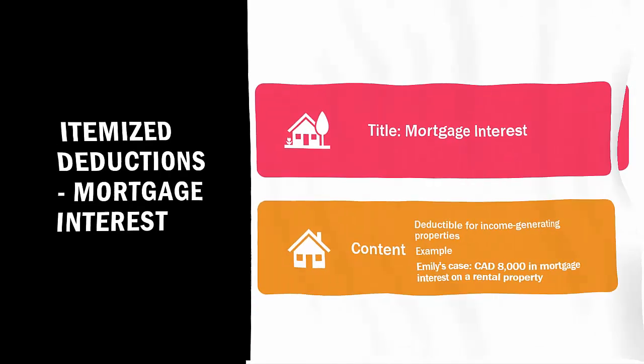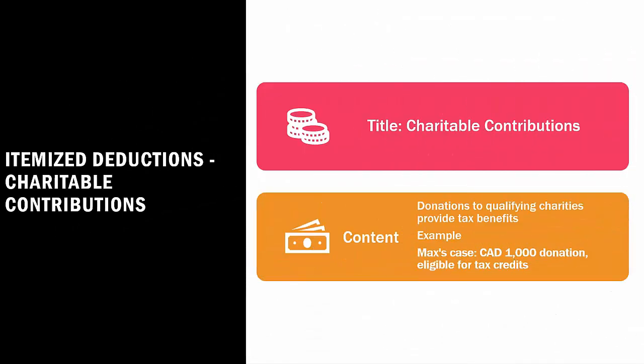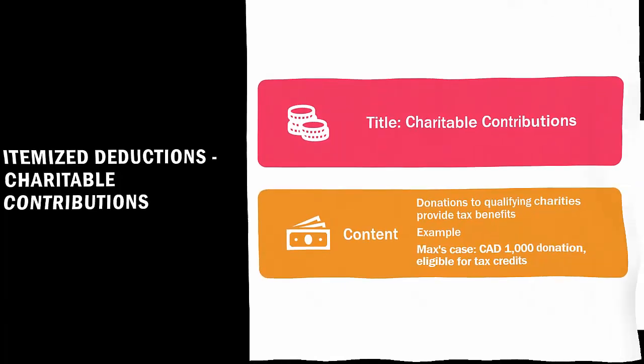D. Charitable contributions. Donations to qualifying charitable organizations can be deducted, providing a tax benefit while encouraging charitable giving. Example: if Max donates $1,000 to a registered charity, he can claim a charitable donation tax credit, which reduces his overall tax liability. The actual amount of the credit varies based on the amount donated and provincial regulations.